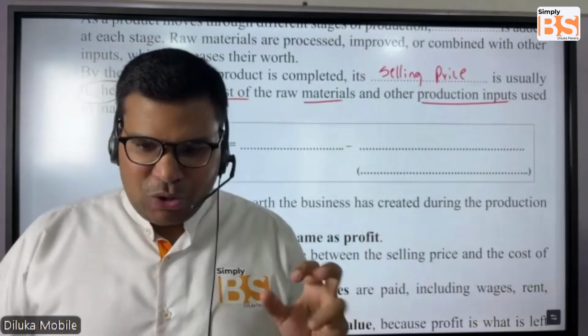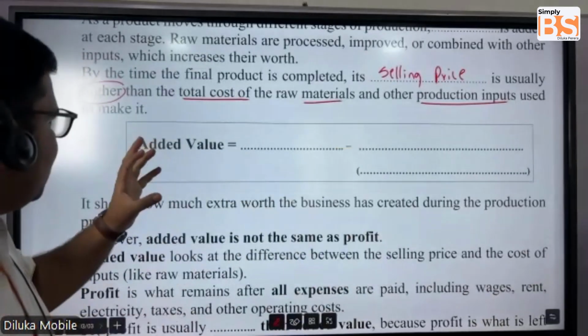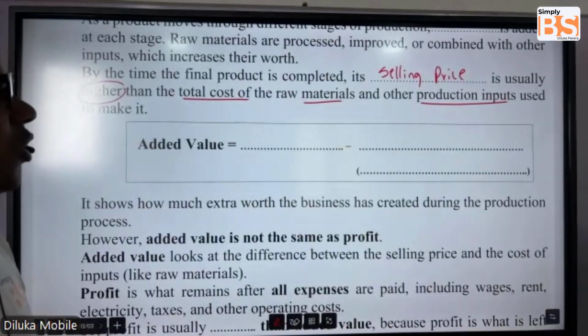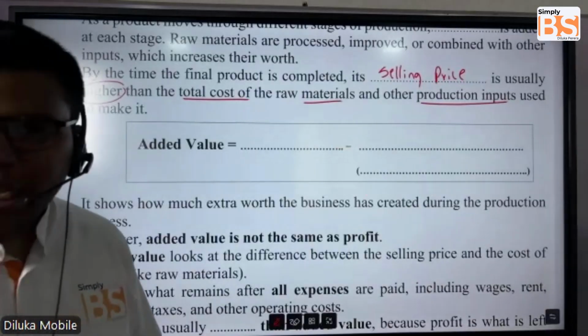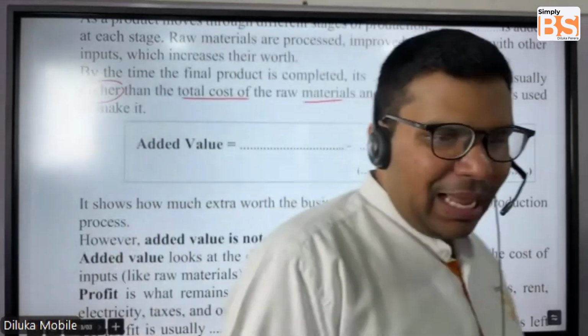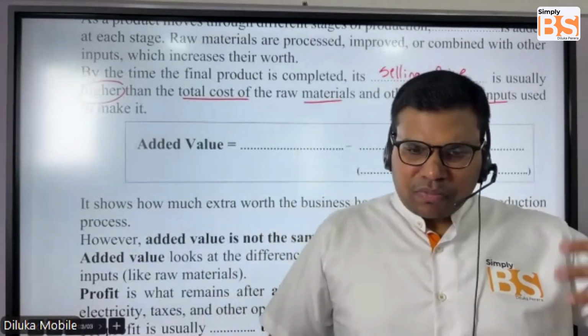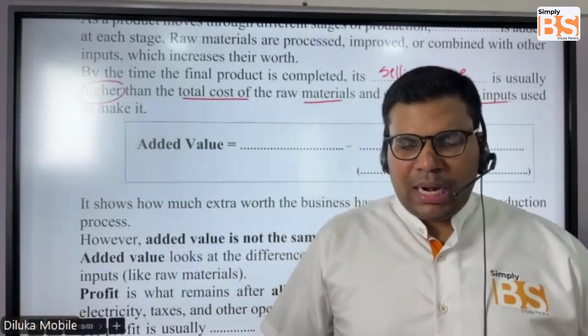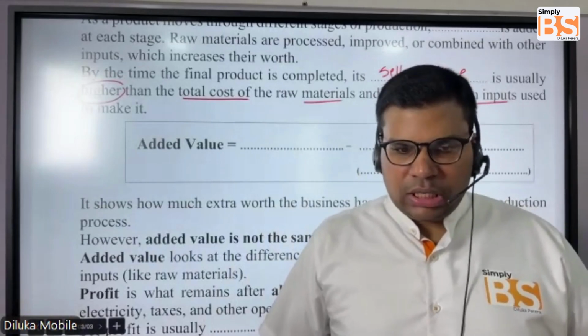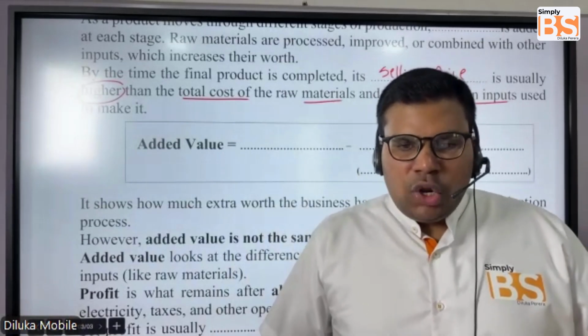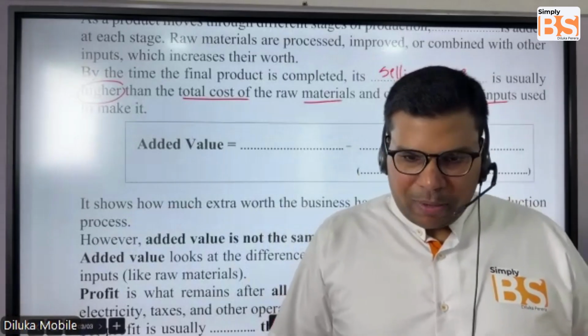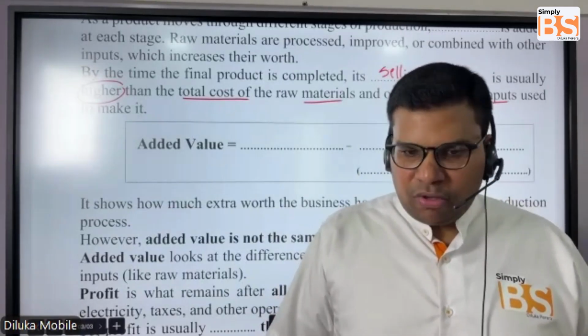So usually your selling price is higher than the total cost of raw materials and other production inputs, right? It should be like that. So if the raw material cost and other components of production cost are going up, then you need to find ways to reduce that as well.